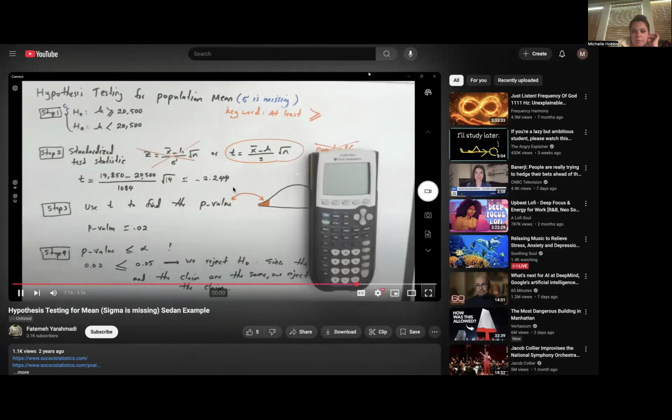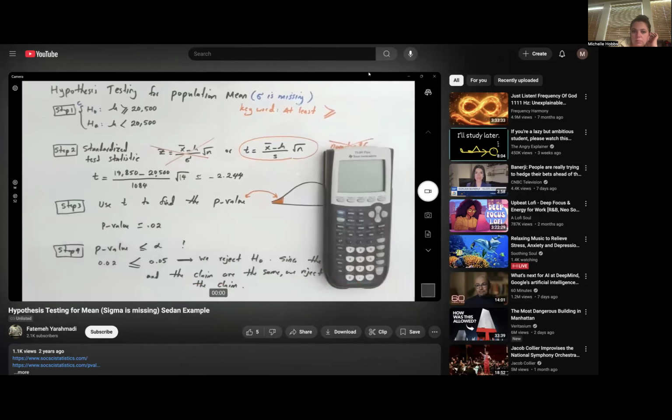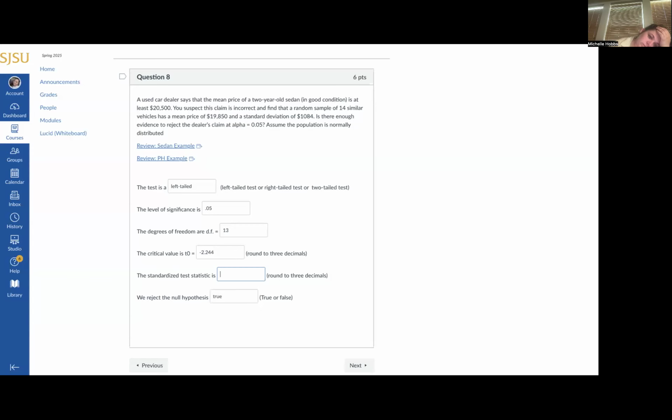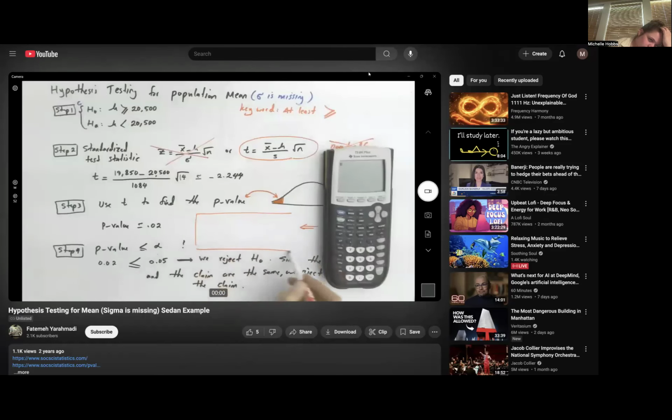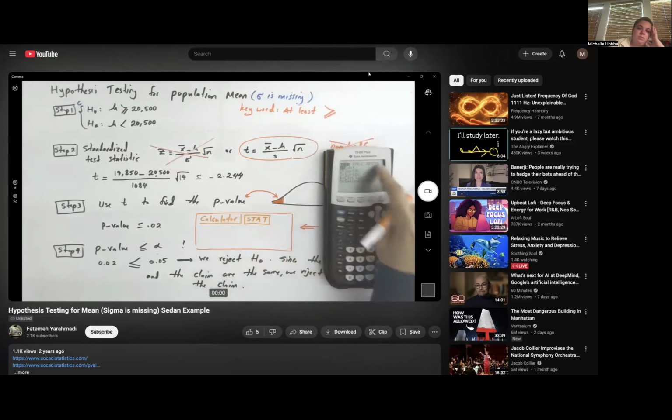Wait a minute. So to use your calculator, turn on your calculator. Let's see, let me clear this and put this in a box for you. Calculator. So turn on your calculator, go to stat, and then go to test. So go to test.